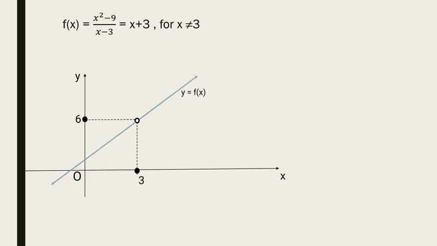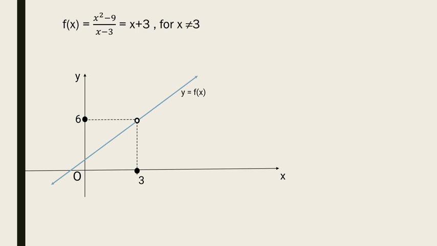If you observe the graph, f of x equal to x square minus 9 by x minus 3 is equal to x plus 3 when x is not equal to 3. So here x plus 3 is a linear expression. So f of x is x plus 3, which is a linear expression.